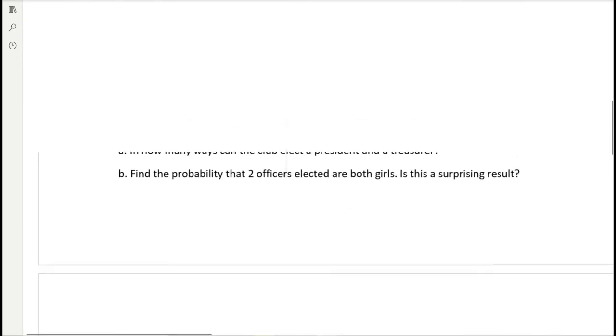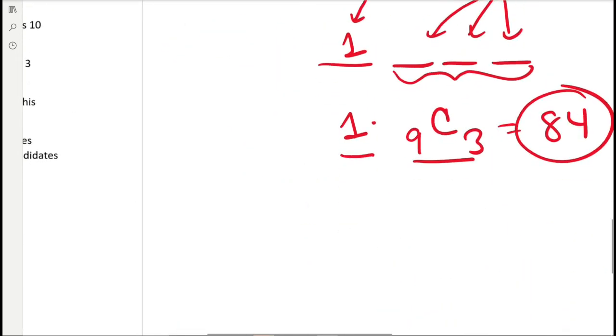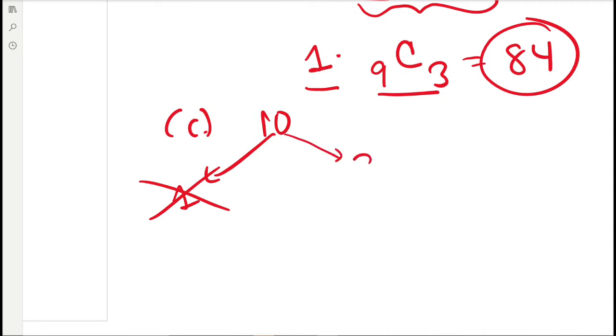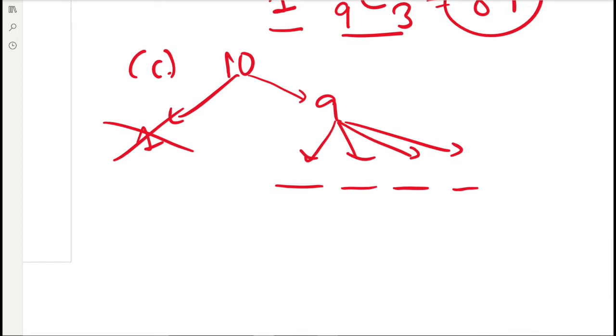All right, so 9B is done. Moving on to 9C: if a certain person must not be on the committee, in how many ways can the committee be chosen? So this time you have 10 people and you're kicking someone out. That person is no longer going to be on the committee, so that means you have 9 people left to choose for 4 slots, right? And order doesn't matter, so you have 9 people and you're choosing 4 of them. That's your combination. If you calculate that, you're going to get 126 total committees.